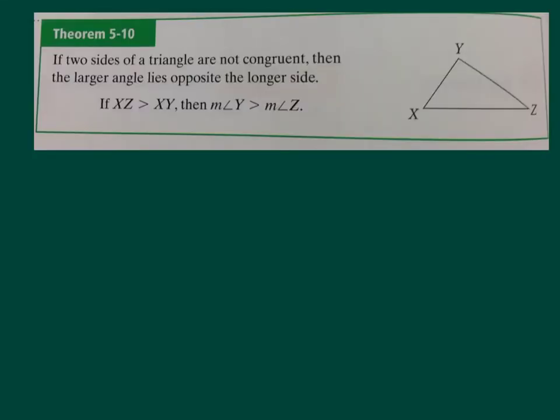Now we are going to talk about sides of a triangle. Theorem 5-10 states, if two sides of a triangle are not congruent, then the larger angle lies opposite the longer side. So, of course, the smallest angle would lie opposite the shorter side as well.